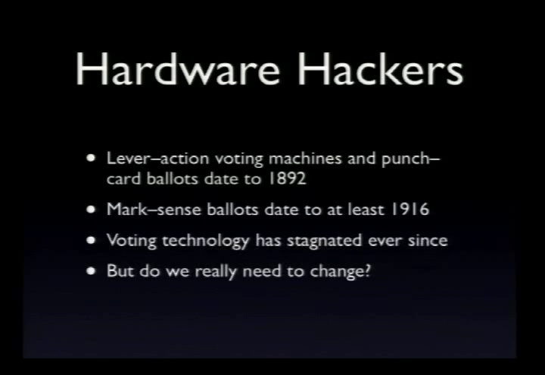There have been no major changes in voting technology ever since 1916. This means that for 90 years, it has stagnated. Our voting technology is based around ideas that were old when man walked on the moon. They were old when the first computers came out. They were old when World War II was fought.